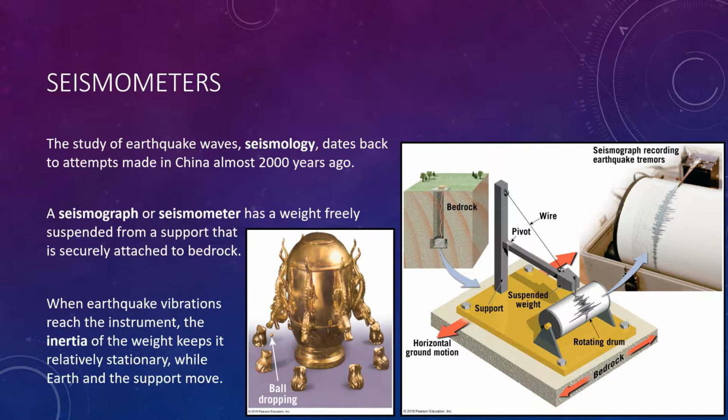Inertia can be simply described by this statement. Objects at rest tend to stay at rest, and objects in motion tend to remain in motion unless acted upon by an outside force. You have all experienced inertia when you have tried to stop your automobile quickly and your body continues to move forward.